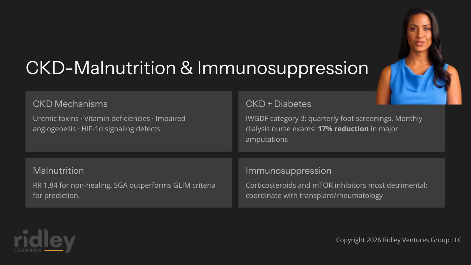The subjective global assessment demonstrated superior performance compared with GLIM criteria for predicting non-healing diabetic foot ulcers, with malnutrition carrying a relative risk of 1.84 for non-healing. Prognostic factors for delayed healing in community settings include chronic kidney disease, obesity, non-adherence to treatment, and interference of the wound with daily routines.